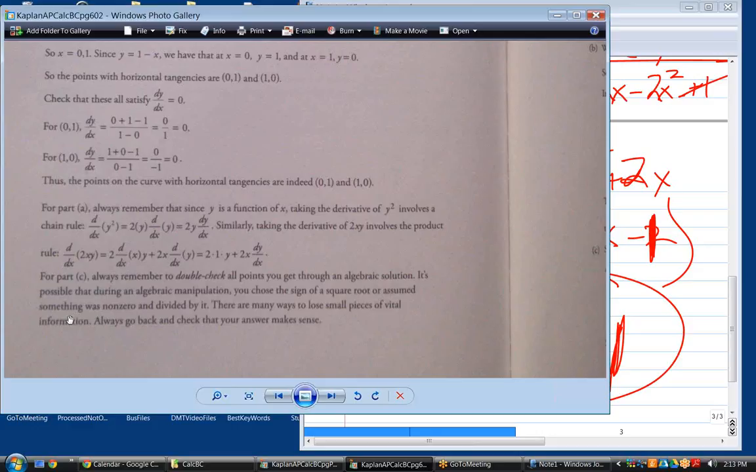Now, down this last paragraph, for part C: always remember to double check all points you get through an algebraic solution. It's possible that during algebraic manipulation, you choose the sign of a square root or assume something was non-zero and divided by it. There are many ways to lose small pieces of vital information. Always go back and check that your answer makes sense.